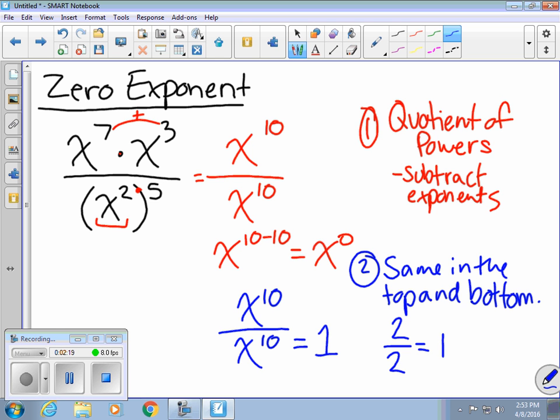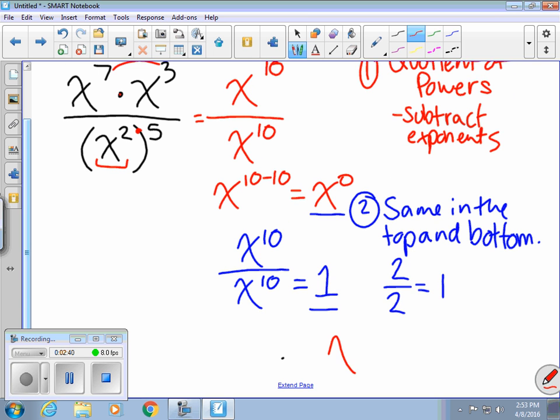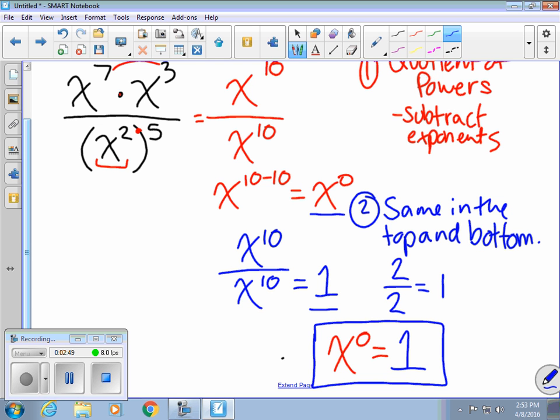And so logical conclusion leads me to believe that, okay, if what I have in red is equal to x to the 0, and it's the same thing as what I have in blue, which is equal to 1, then I could say, in fact, that x to the 0 is equal to 1 whole. This is always going to be a true statement. Anything to the 0 power is equal to 1.